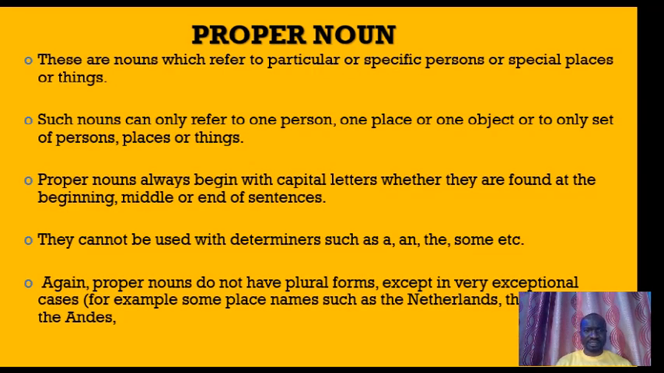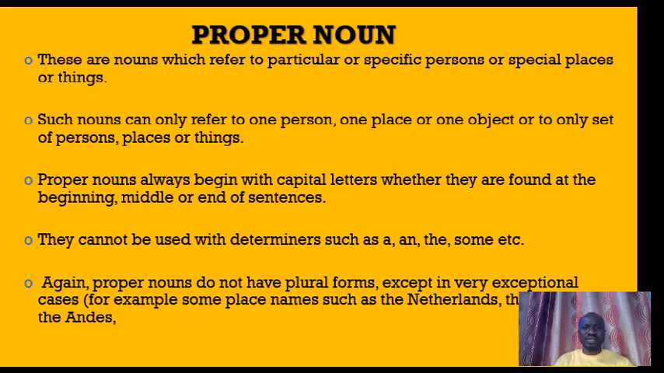Now, proper nouns. These are nouns which refer to a particular or specific person or special places or things. Or we can also say that they are unique. Such nouns can only refer to one person, one place, or one object, or to only a set of people, places, or things. It means that it makes proper nouns a unique thing.